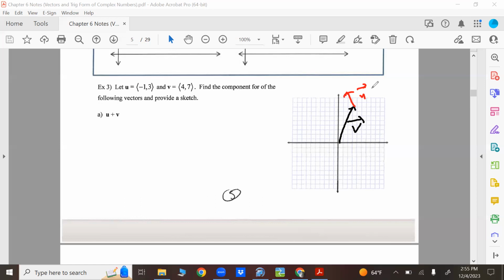And then you just, yeah. So you do that. Or if you start with U, I could have done this, guys. I could have started here, and then gone 4 right, 1, 2, 3, 4, 7. It'll still be the same thing. It's still going 3 right, 10 up, still the same thing.